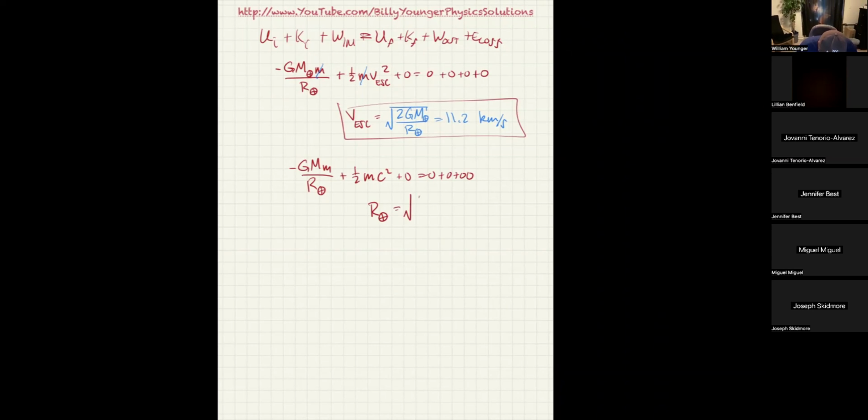You would get 2G times the mass of the Earth over c squared, like that. And that is actually the correct relativistic formula.